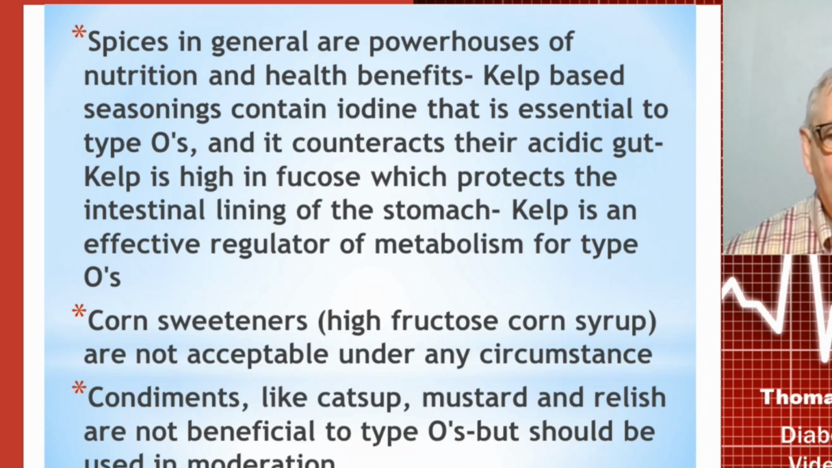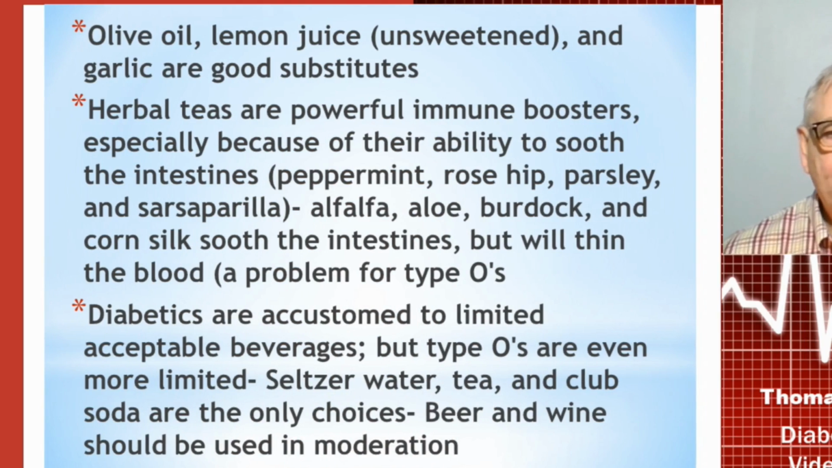Corn sweeteners, high fructose corn syrup especially, are not acceptable under any circumstances, not just for O's, but for all blood types. Condiments like ketchup, mustard, and relish are not beneficial to O's, but should be used in moderation. However, it is very important that you read the labels and make sure what you're buying does not have any chemical additives. Olive oil, lemon juice unsweetened, and garlic are all good substitutes.